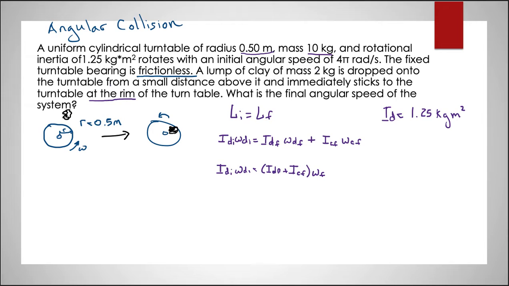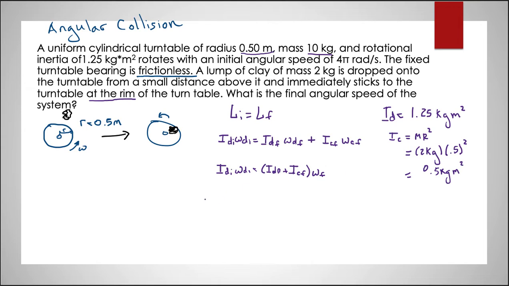We have to figure out the I of the clay. Well, if it's on the outside, it should just be mr squared. And so that should be 2 kilograms times 0.5 squared. If you do that math really quick, 0.5 squared is going to be 0.25, and you multiply that by 2, it's just going to be 1/2, or 0.5 kilogram meter squared.